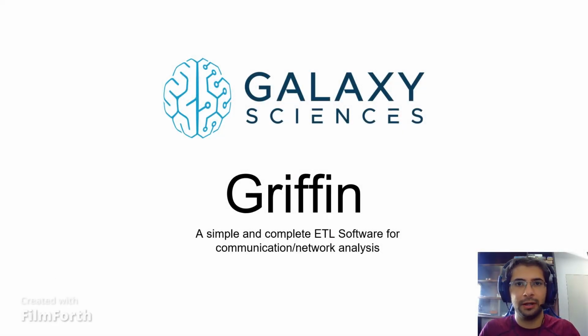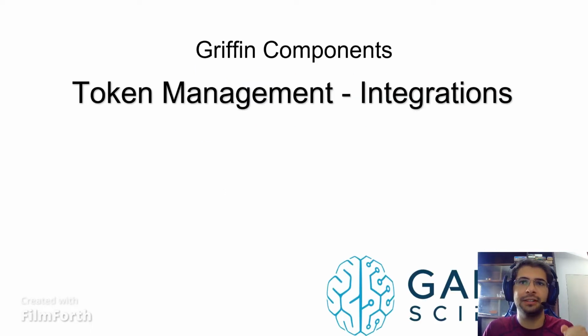In this video, I'm going to provide a quick view of what Griffin is and what we can do with it. First, Griffin is a simple and complete software for communication network analysis. Its main components are, first, the token management, what we call integrations.